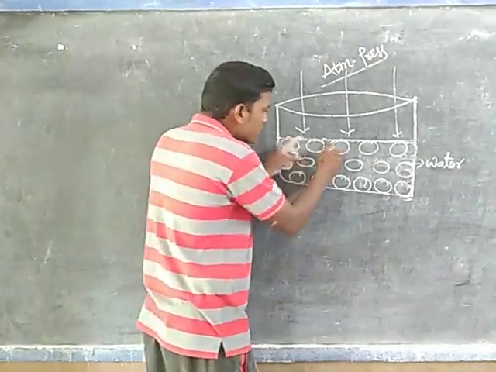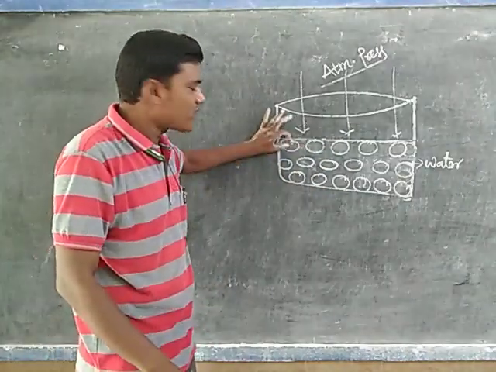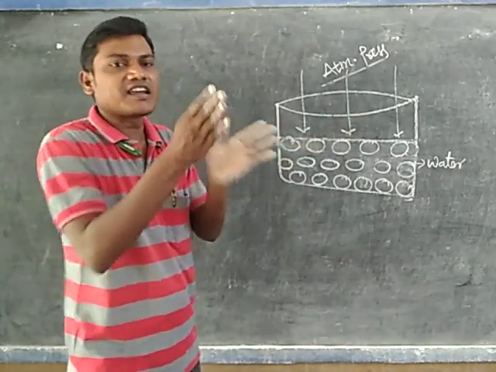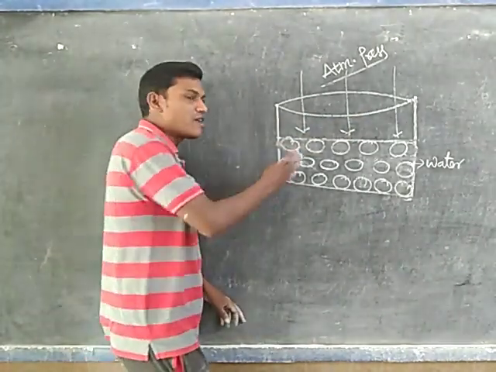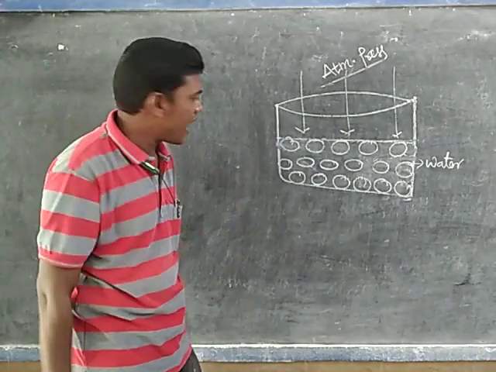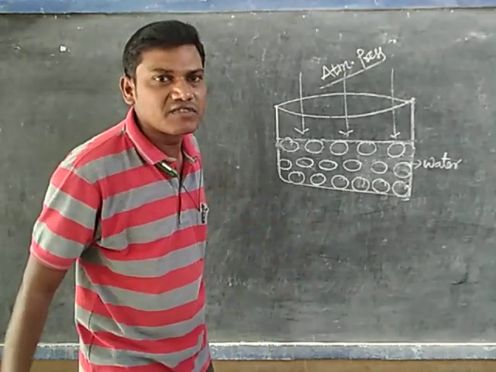So due to this intermolecular space, what will happen? The water molecules will not be in a stable mode. They are in motion with a random direction. Due to the random direction, what will happen? One water molecule and another water molecule collide with each other.